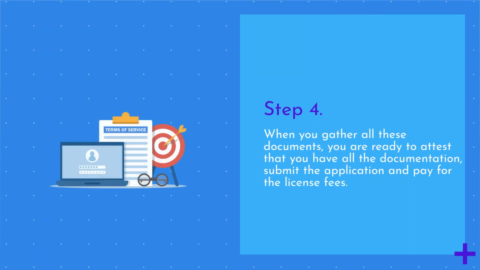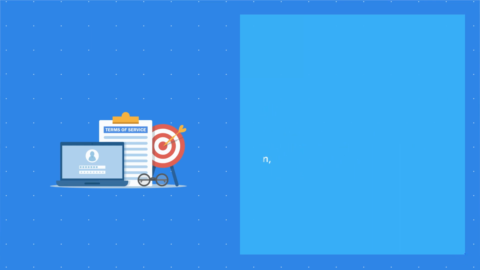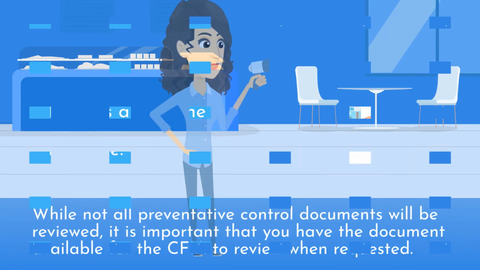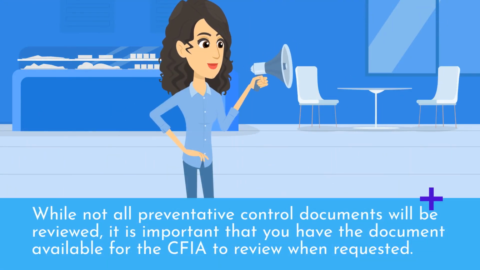Step 4. When you gather all these documents, you are ready to attest that you have all the documentation, submit the application and pay the license fees. It takes about 1 to 2 weeks for license issuance. While not all preventative control documents will be reviewed, it is important that you have the documents available for the CFIA to review when requested.